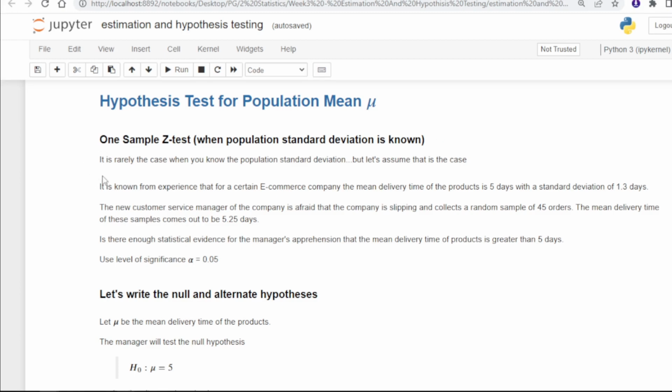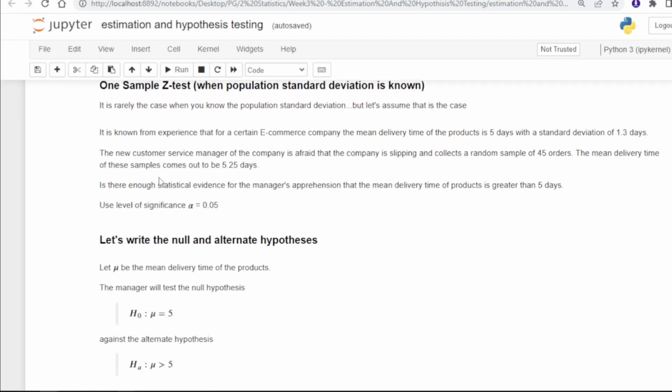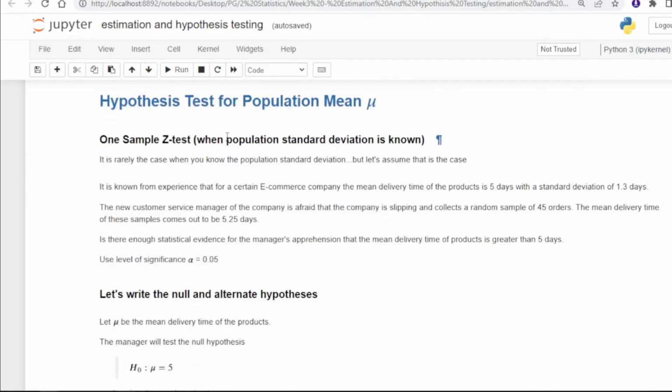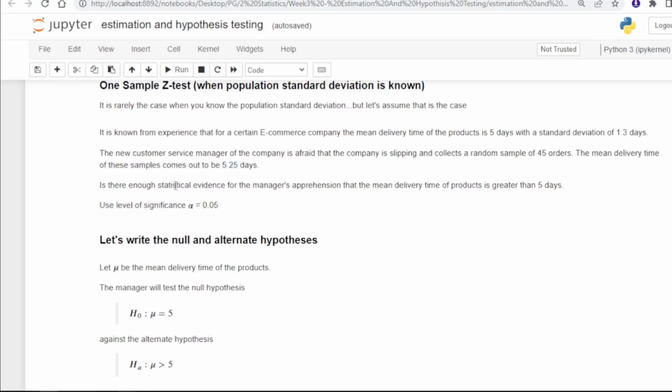So let's see now the hypothesis test for population mean. We will have the one sample z-test and the two sample z-test. Let's try to understand the one sample z-test first. It is really the case when you know the population standard deviation, as I mentioned above, but let's assume that that is the case.